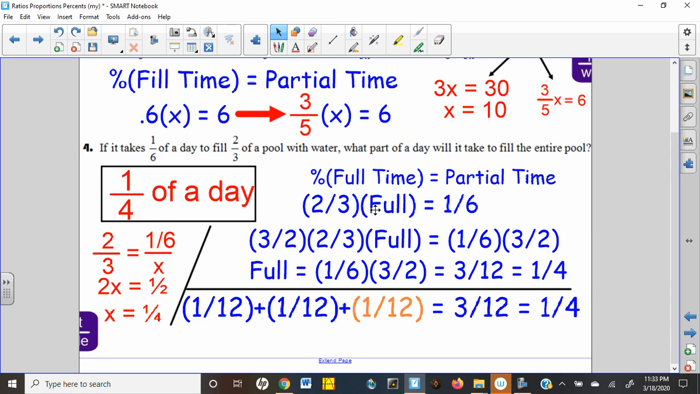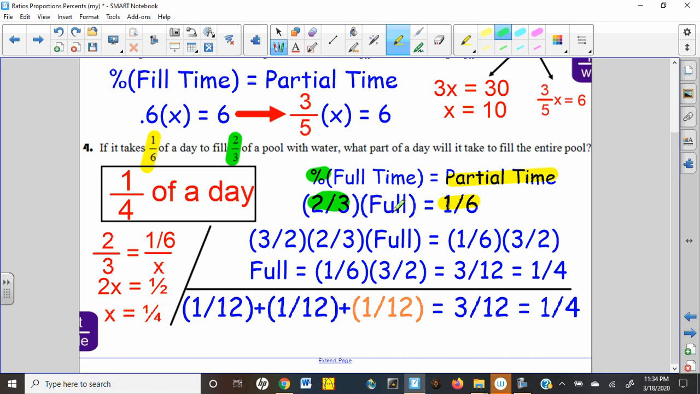So it looks like 1/6 of the day is the time that it took. Let's go ahead and give that a color. 1/6 is the partial time. And the percent of the pool that was filled, about 67%, right? 0.66667, 2/3. That's the part of the fill.